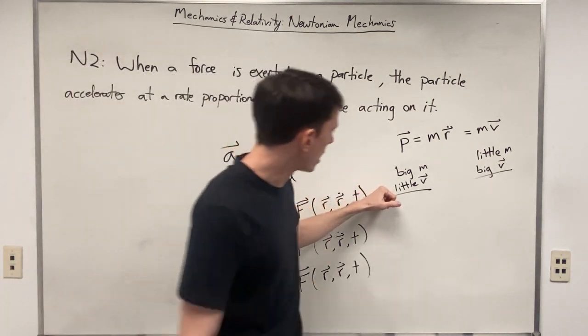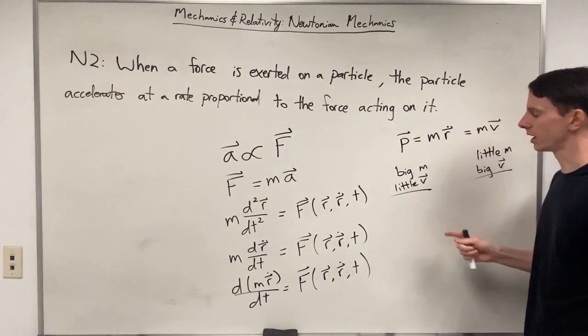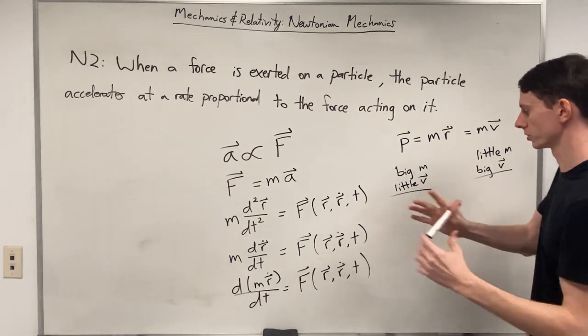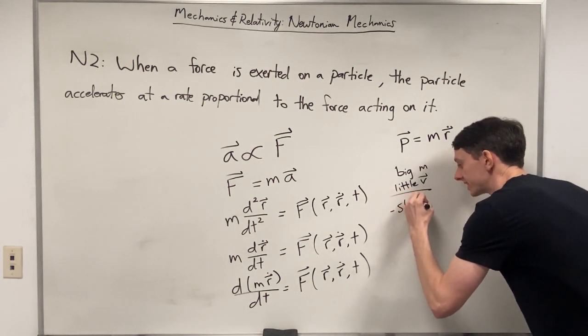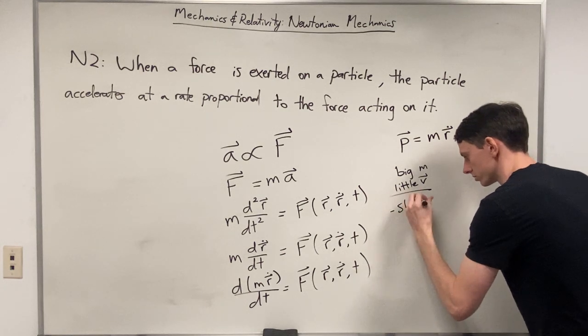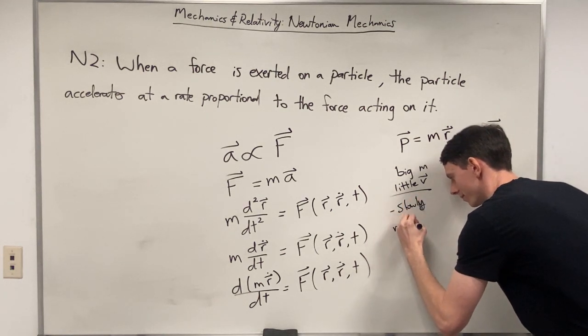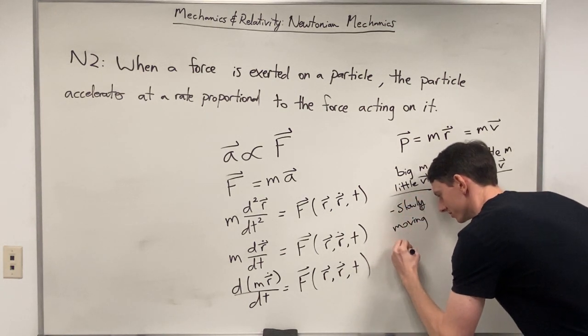For an example, an object with a big M and a little v, that would be an object that has a lot of mass but is moving kind of slowly. So an example would be like a slowly moving semi-truck.